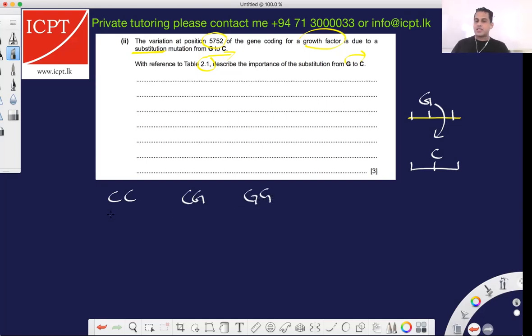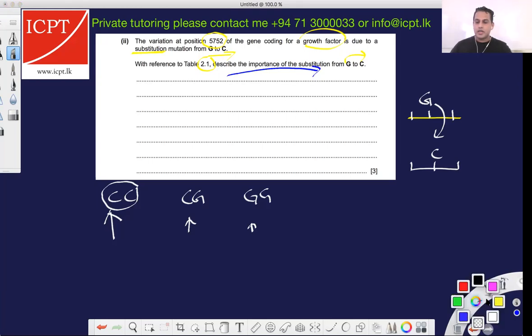So we have seen highest yield came from homozygous C genotype. This has the highest, and this is the second, and this is the lowest. So we can say now this change makes this genotype, and this genotype, have the highest milk yield. So then the question is asking now, describe the importance of the substitution from G to C.